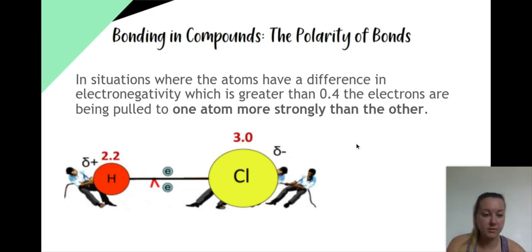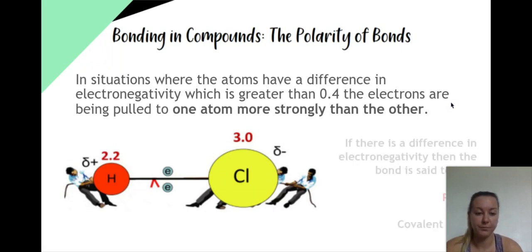The opposite to that scenario is where you have a difference in electronegativity that is greater than 0.4, which means the electrons are being pulled to one atom. So we already know a bit about electronegativity. It's how well the atoms of that element can hog electrons, I like to say, or take electrons over to their side. So the electrons are being pulled to one of the atoms more strongly than the other.